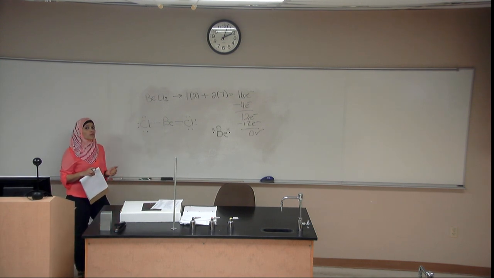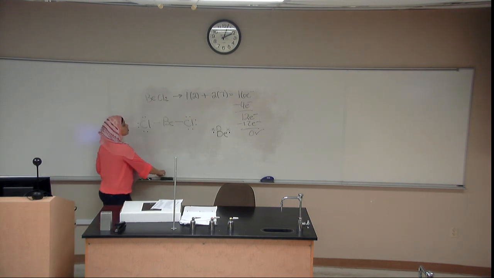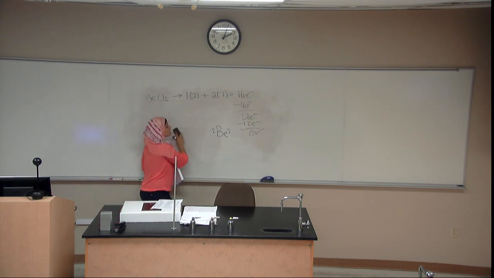Now, of course, beryllium and group 2A can also form ionic compounds, but that's a different story. So watch out for group 2A and group 3A. Now, the next thing that I want to talk about, with exceptions to the octet rule, is period 3 and below.